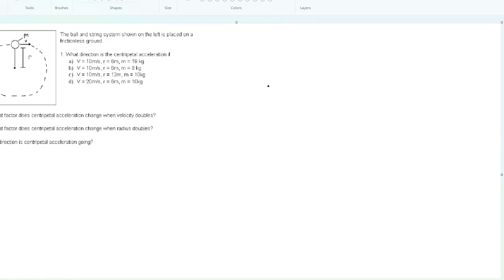Okay, so we've got a ball. This is going to be 6 meters. The velocity here is going to be equal to 10 meters per second. And the mass of the ball is going to be equal to 19 kilograms.